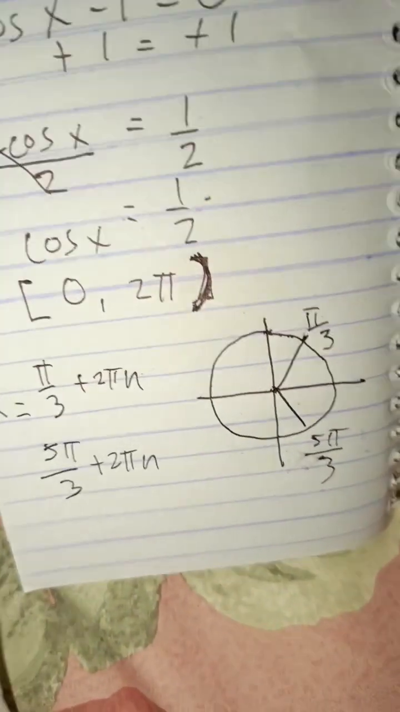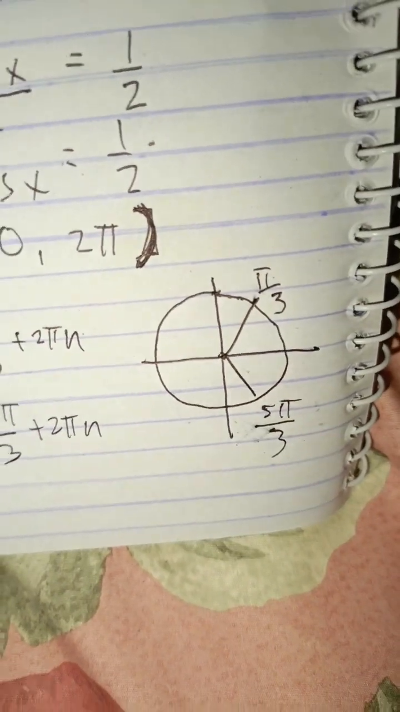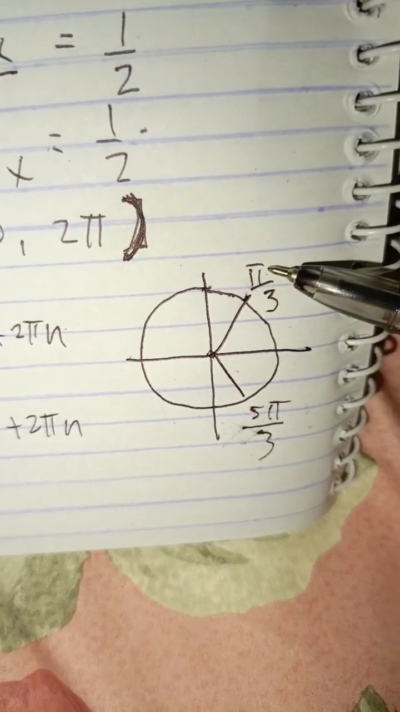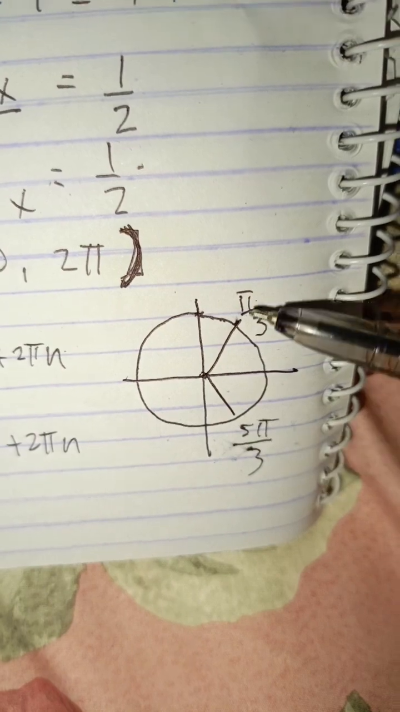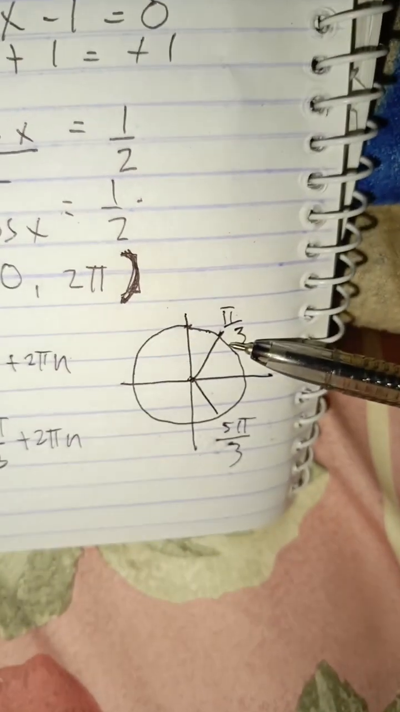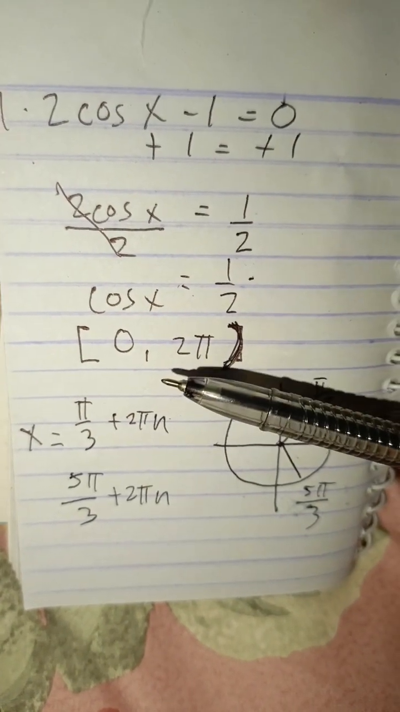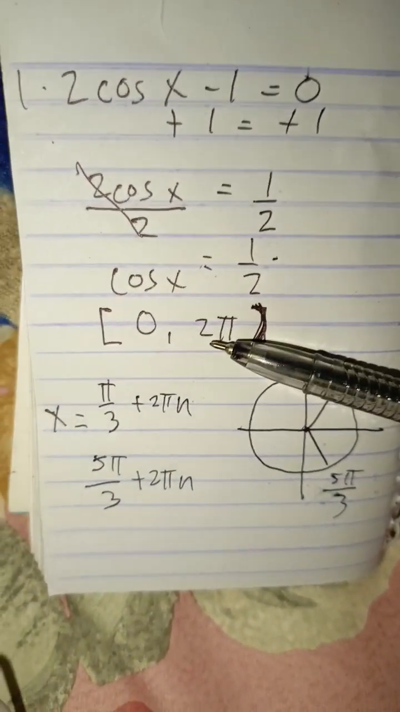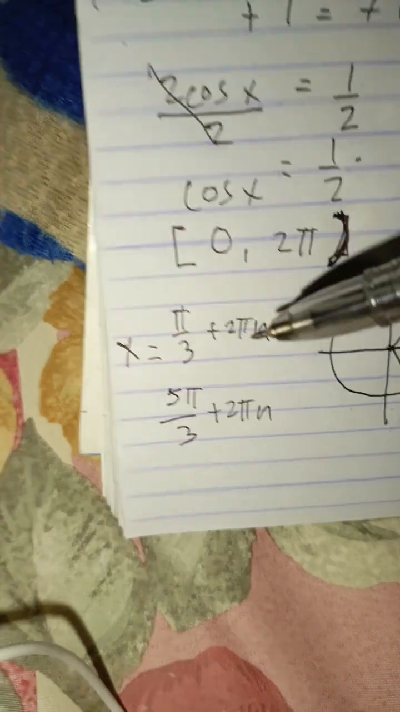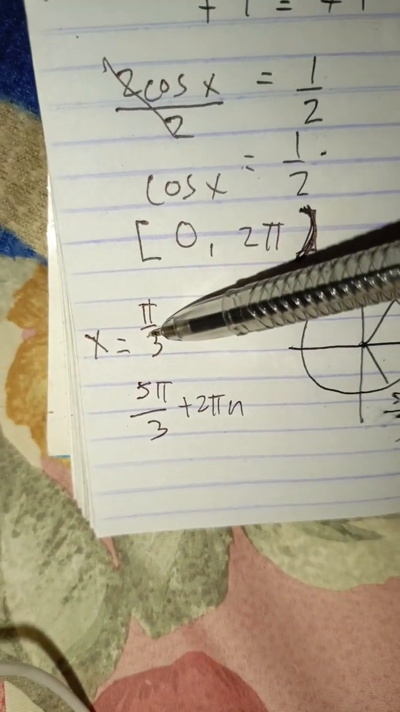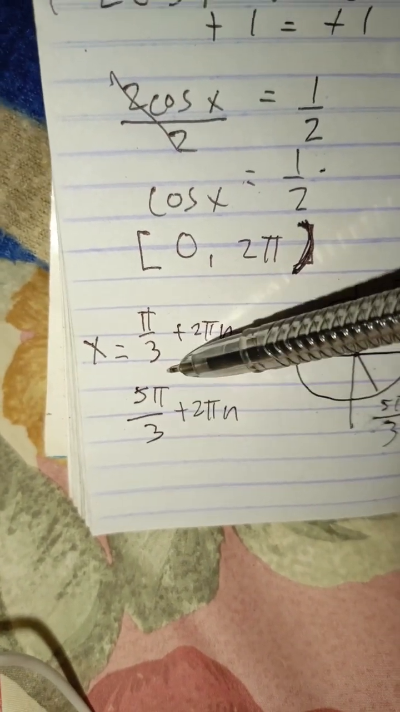Here's our drawn illustration, where pi, pi over 3 and pi over 3. Now if we're just going to solve for the interval of 0 to 2 pi, our simple answer will be just pi over 3 and pi over 3 as is.